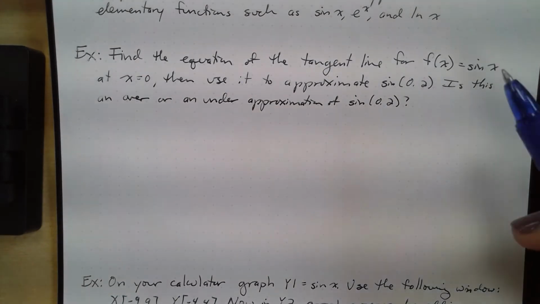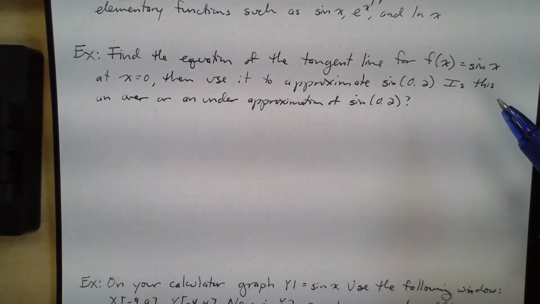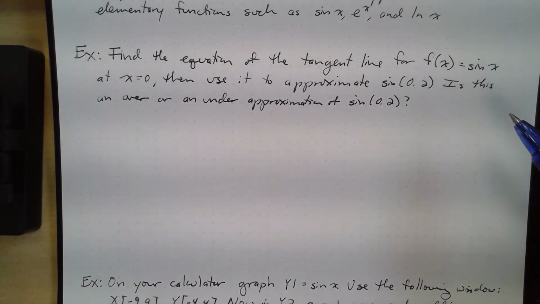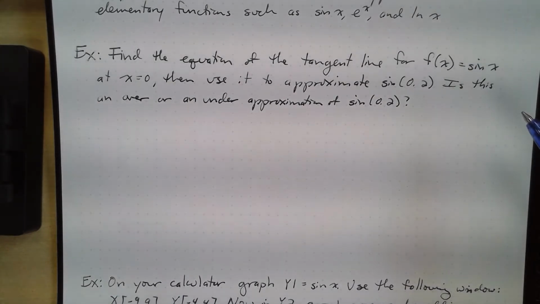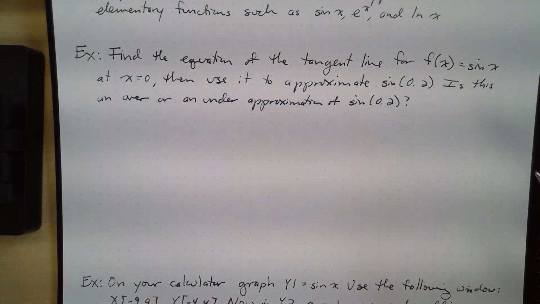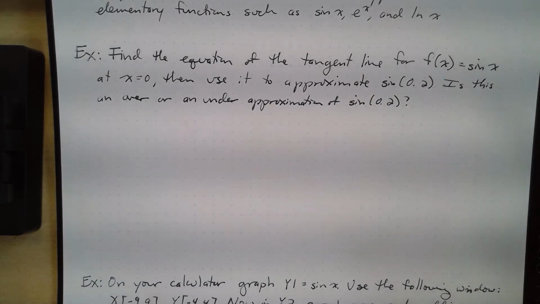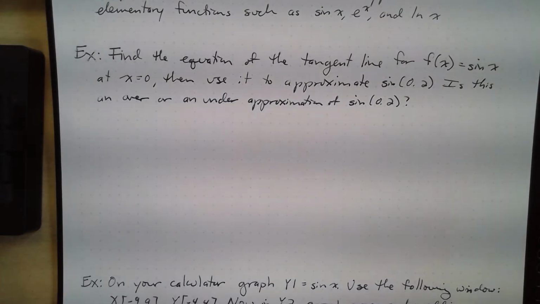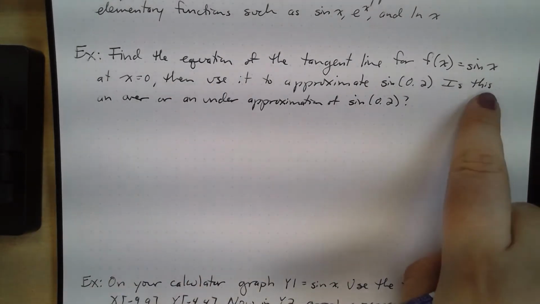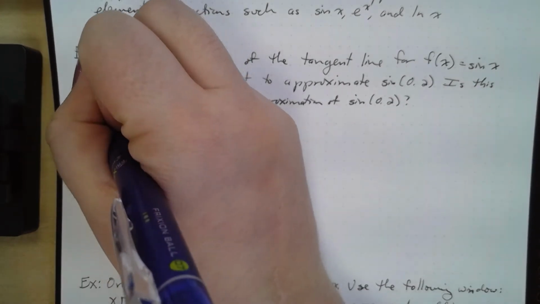So, we want to find the equation of the tangent line for f of x equals sine of x at x equals 0, then use it to approximate sine of 0.2. Is this an over or under approximation of sine of 0.2? Okay, well, we've done this like a billion times, right? So we want to find the equation of the tangent line. So f of x equals sine of x.